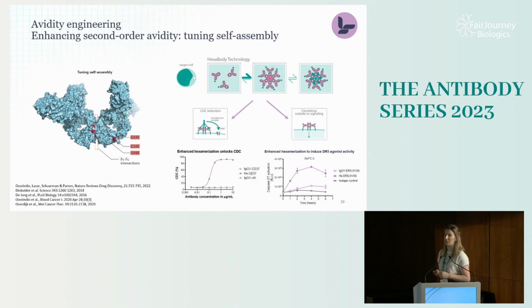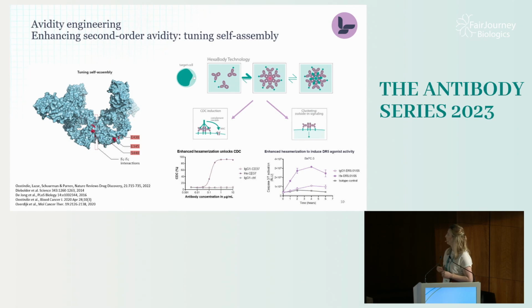Also for targets that are not able to induce complement by themselves. One example is, I'm showing, and I'm trying the pointer here. Is this working? Well, maybe not, but on the below left figure you can see an antibody against CD37 on its own. It's not able to induce complement activation, but with an E430G mutation, it's very potently capable of doing so.